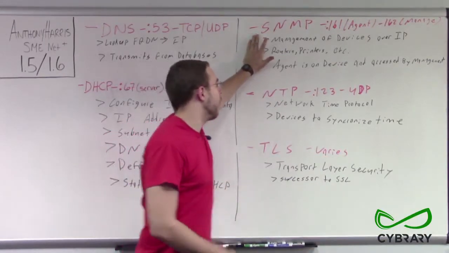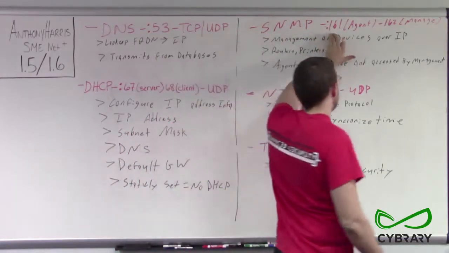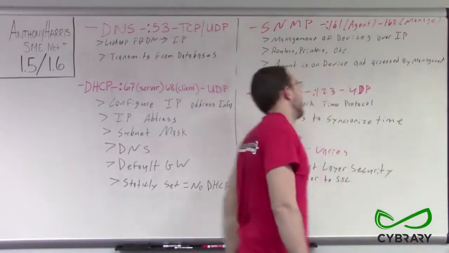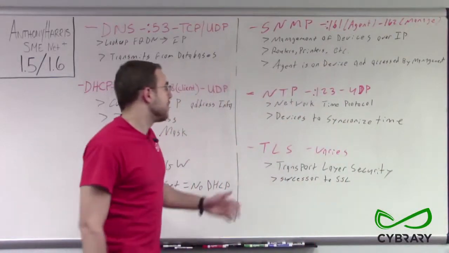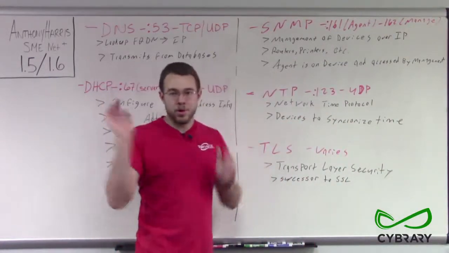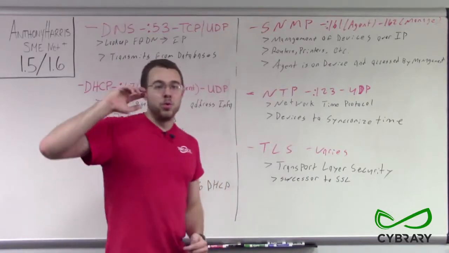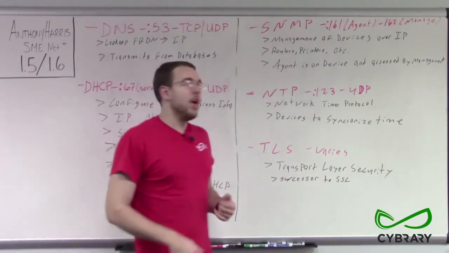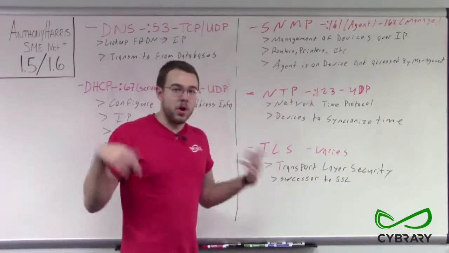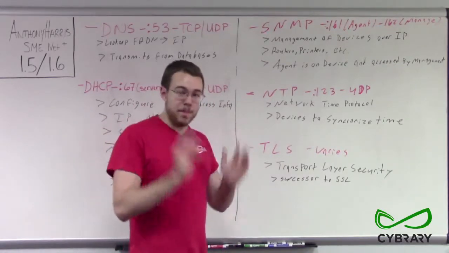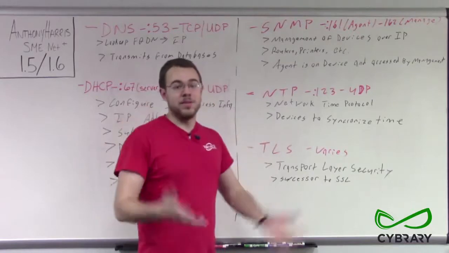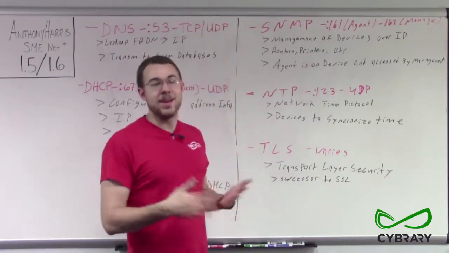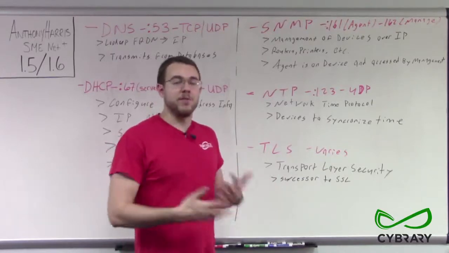SNMP works over two ports. We have port 161, which the agent runs on, and port 162, which is the management console. SNMP works on everything from printers and routers to other network devices and servers. So it's a very robust protocol, and it's used in a lot of management of simple quantities or simple indicators and simple alerts on different devices.